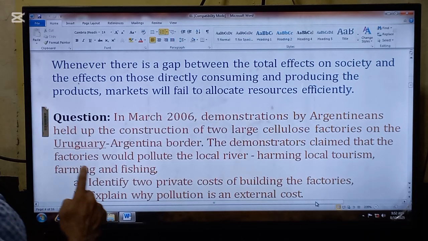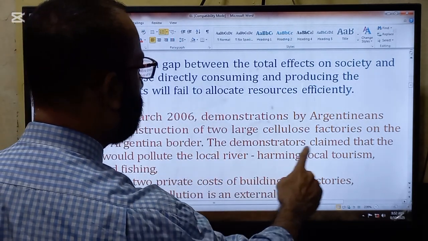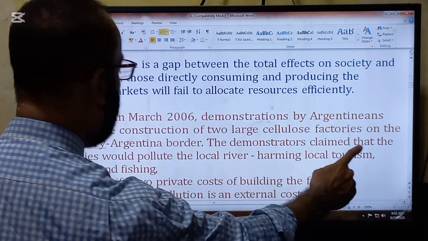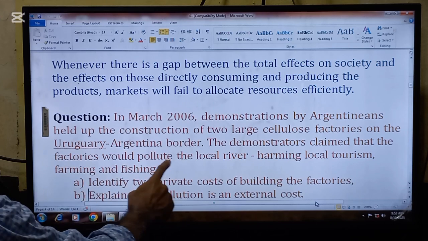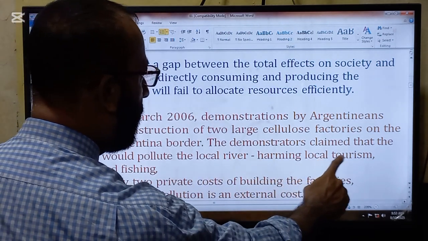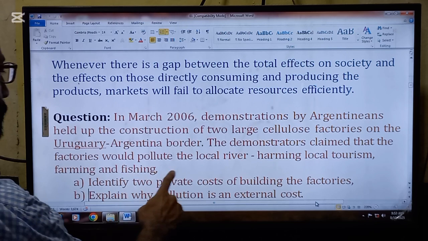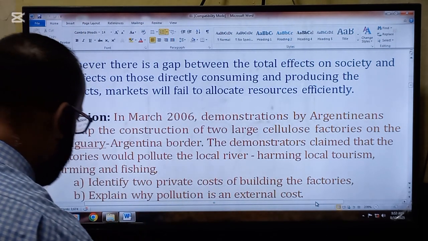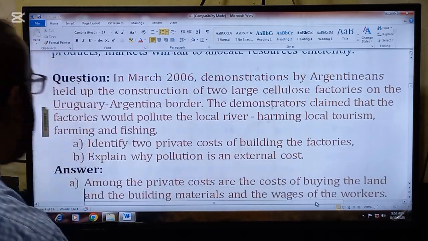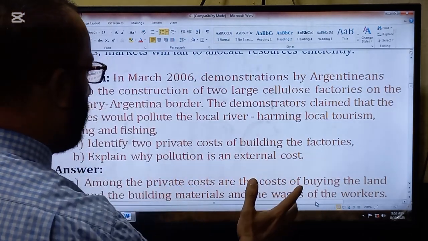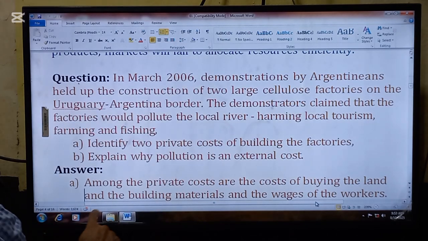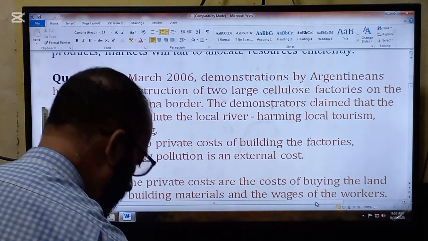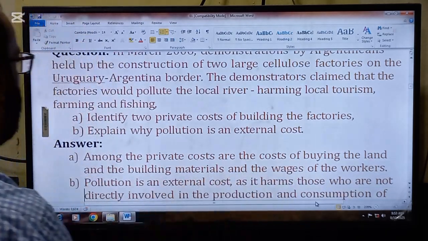Here is a question. In March 2006, demonstrations by Argentinians held up the construction of two large cellulose factories on the Uruguay-Argentina border. The demonstrators claimed that the factories would pollute the local river, harming local tourism, farming, and fishing. Part A: identify the private costs of building the factories. Among the private costs are the cost of buying the land and the building materials and the wages of the workers. So these are the private costs.